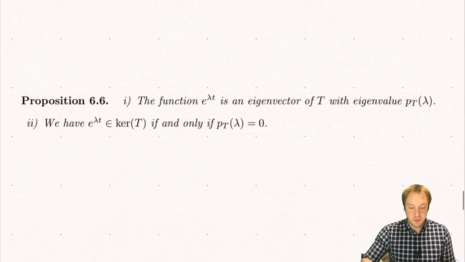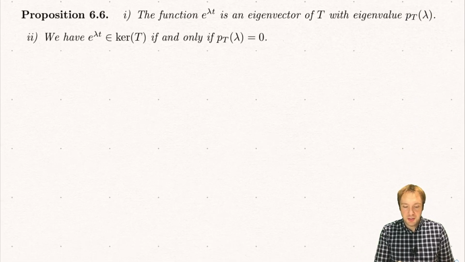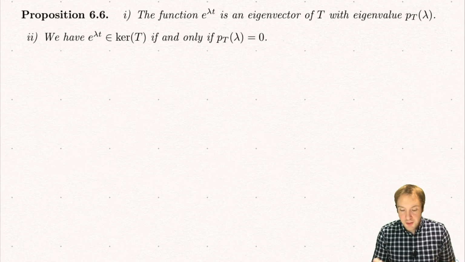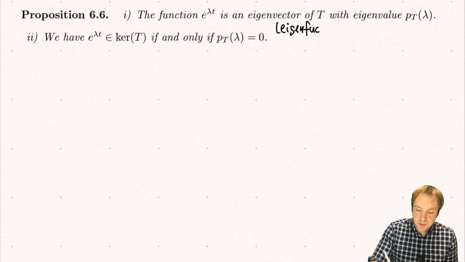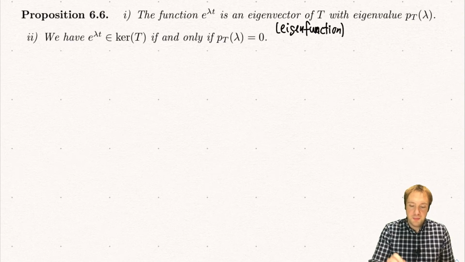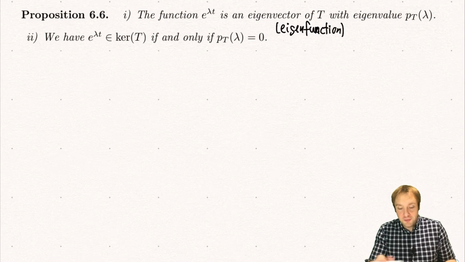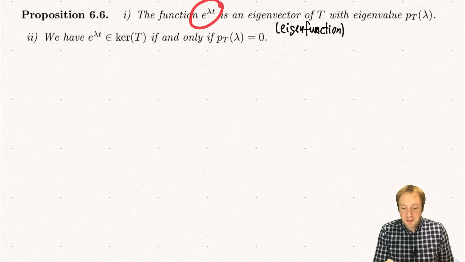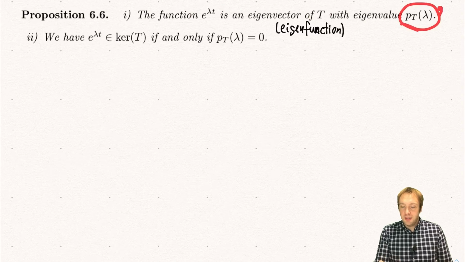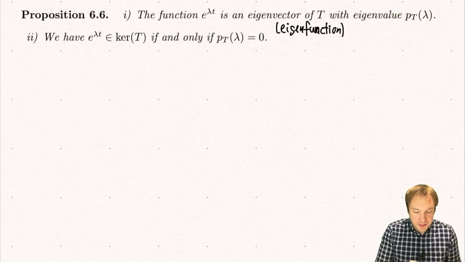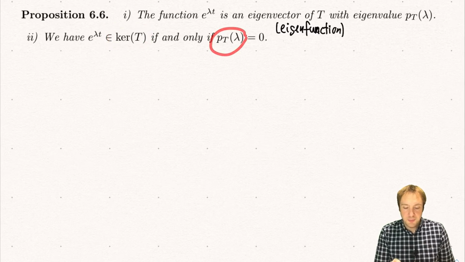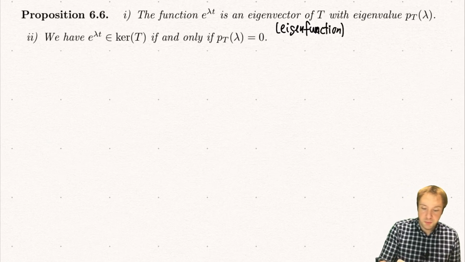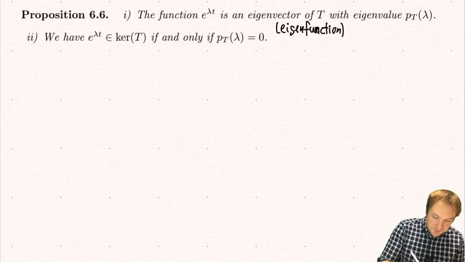And for this we use the following proposition. The statement is that the function e to the lambda t, so this is a smooth function, is an eigenvector, or in this case also often called an eigenfunction, because we now talk about functions, but this space of smooth functions is a vector space, and therefore this word eigenvector makes sense. So this is an eigenvector of this differential operator T with eigenvalue given by the characteristic polynomial of T evaluated at this lambda. And the second statement is that this function e to the lambda t is in the kernel of T if and only if this lambda is a zero of this characteristic polynomial. Okay, so let's prove this.